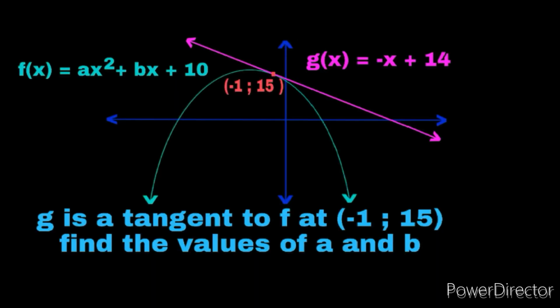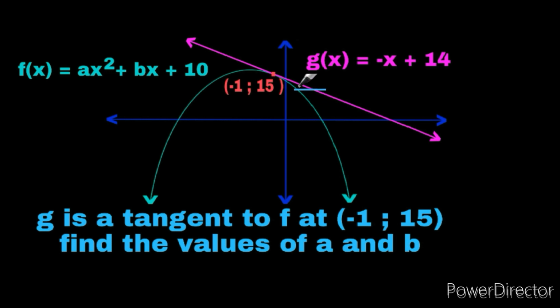Alright, this is another example. So you are given a diagram with f, the parabola, and g, the straight line graph. So you are told that g is a tangent to f at (-1, 15). So the point of contact of g and f is (-1, 15). So you are told that g is a tangent to f at this point. Then they said find the values of a and b.